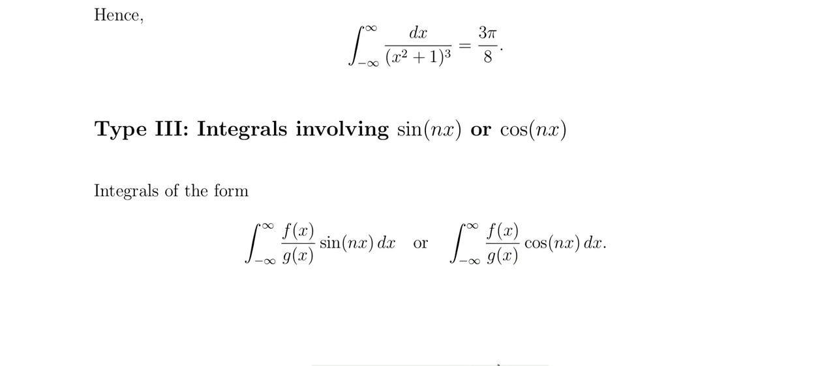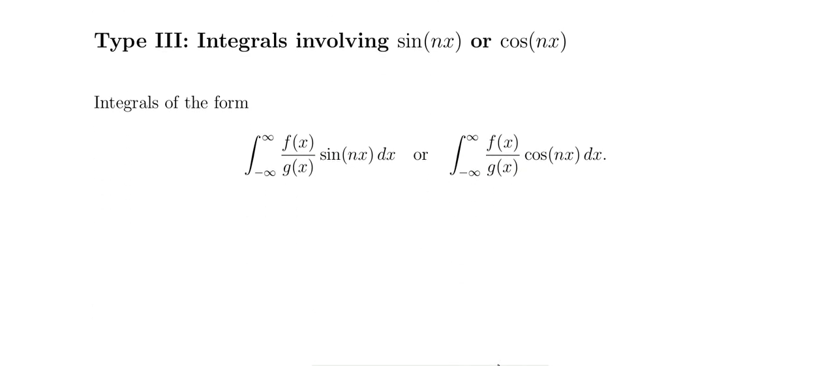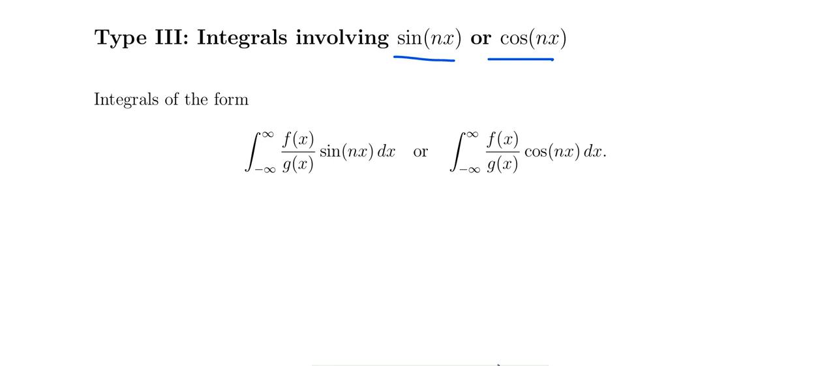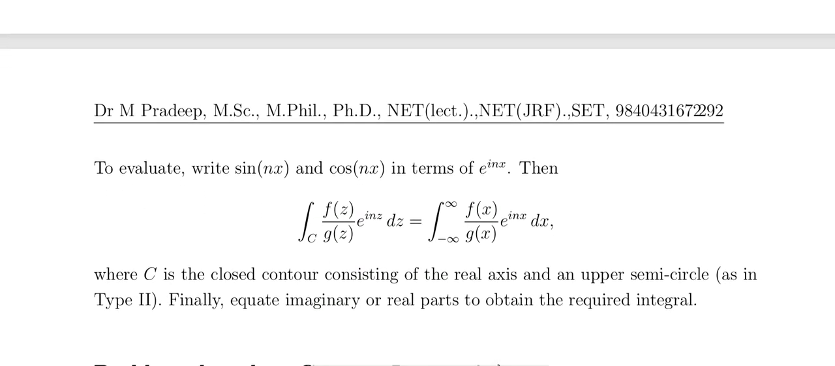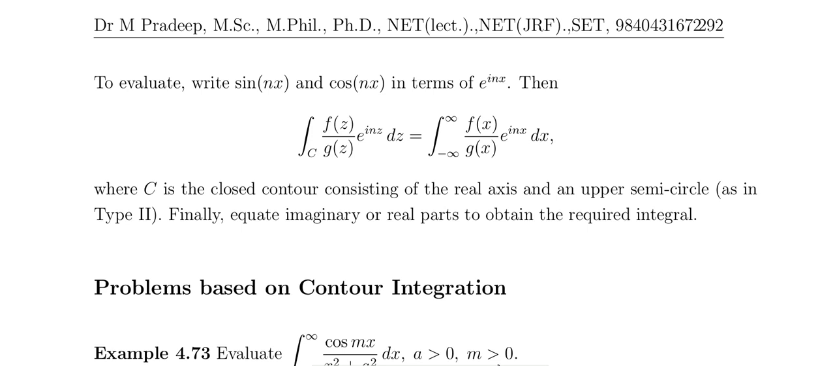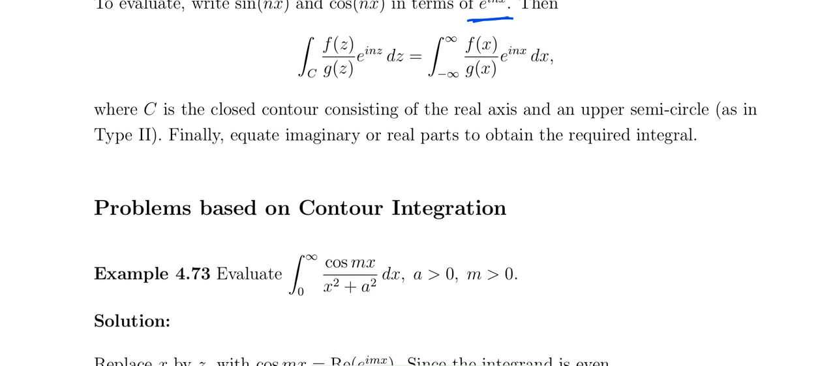In the same way, integrals involving sin nx and cos nx. This is the type 3, the integral of the form f of x by g of x into sin nx or cos nx. Write sin nx and cos nx in terms of e power i nx. That means sin nx is the imaginary part of e power i nx, and cos nx is the real part of e power i nx. So C is the closed contour consisting of the real axis and the upper semicircular region.